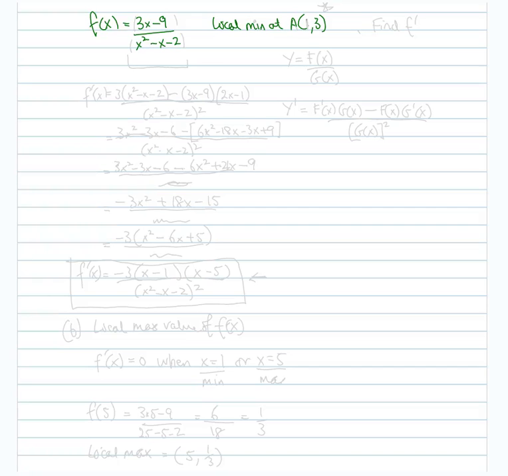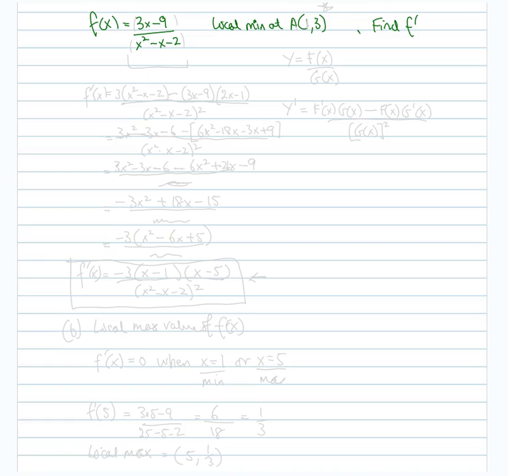Okay, so we've got this function here. f of x equals (3x − 9) over (x² − x − 2). We're told that there's a local minimum at this point here, and we had to find the derivative. Actually, the original question said show that the derivative equals something, but essentially what we're going to do is find the derivative.